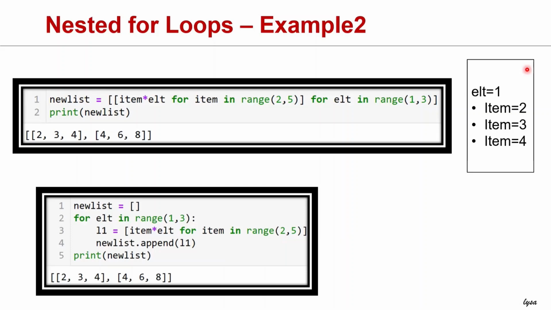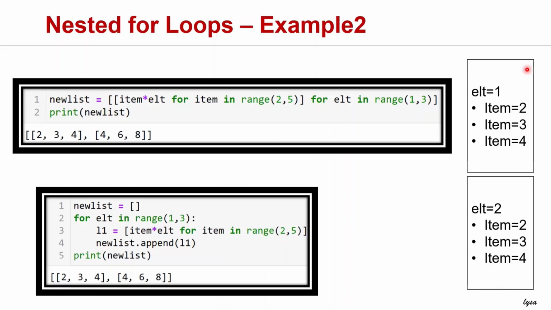Next, element takes the value 2. Item again takes the value 2, 3, and 4. But 2, 3, and 4 are multiplied with 2. And so in L1, we have the list 4, 6, 8. Initially, new list had the list 2, 3, 4. Now we have created a new list 4, 6, 8. And now the new list is a list of lists having the values 2, 3, 4 and 4, 6, 8.